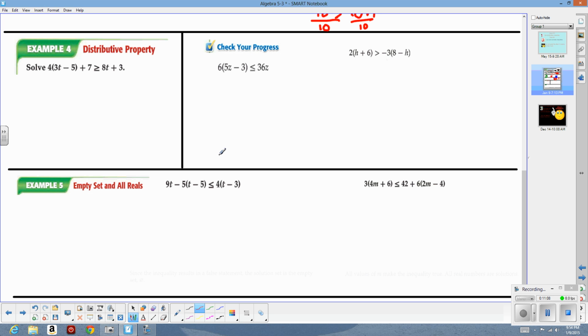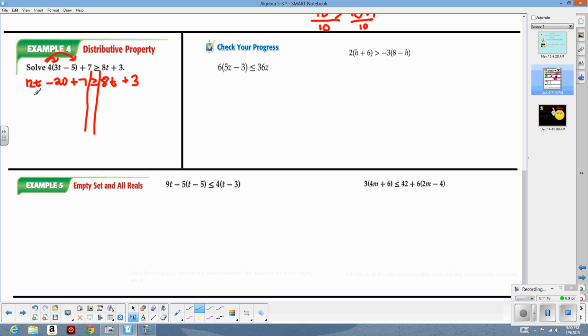Next up, we are going to solve some inequalities with distributive property. It's just like equations, you just have to remember that if you multiply or divide by a negative, you flip the inequality symbol. So 4 times 3t is 12t. 4 times a negative 5 is negative 20. Plus 7, we're not going to multiply the 7 by the 4 because it's not in the parentheses. And the other side we're going to leave just as it is for now.